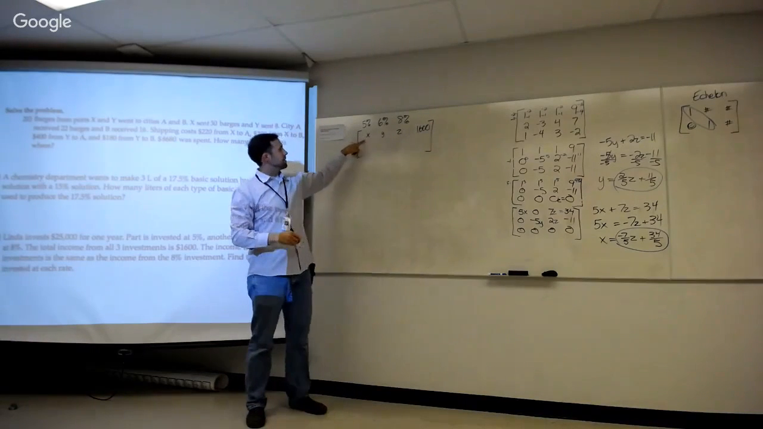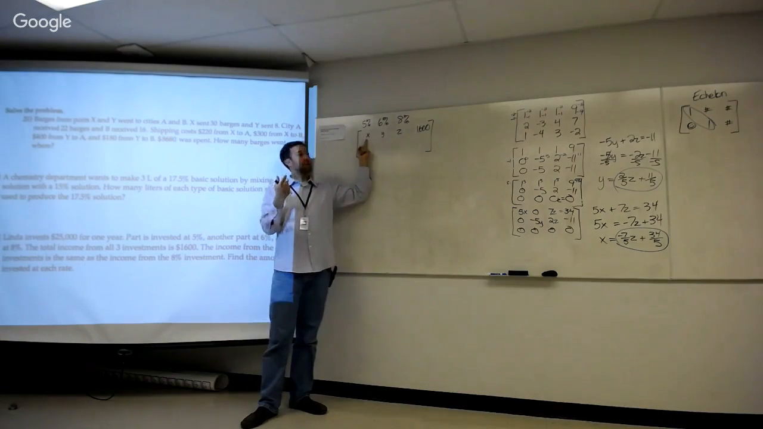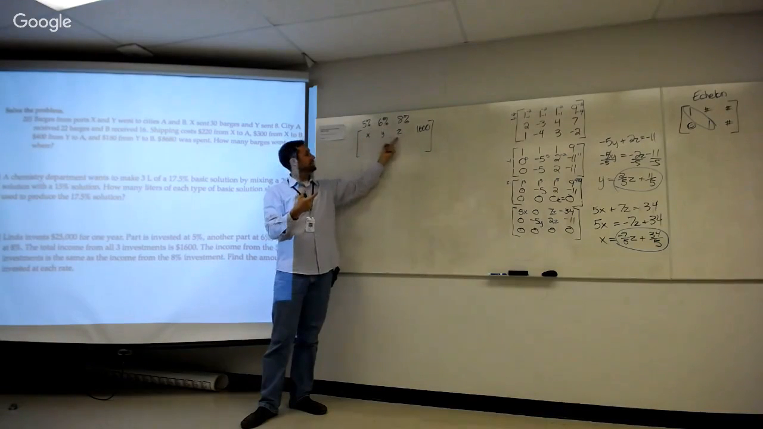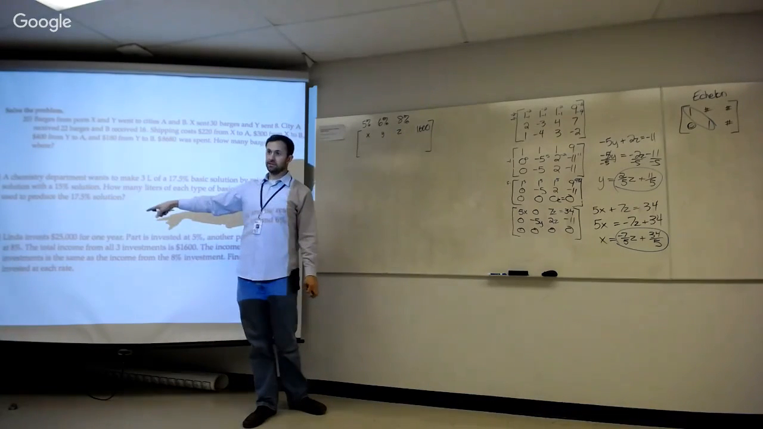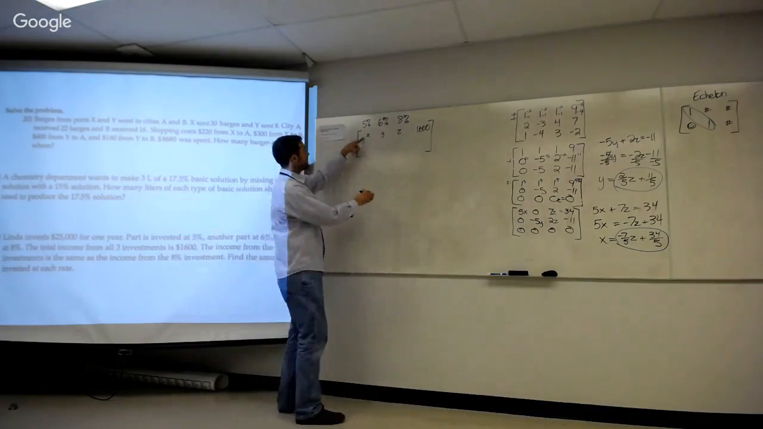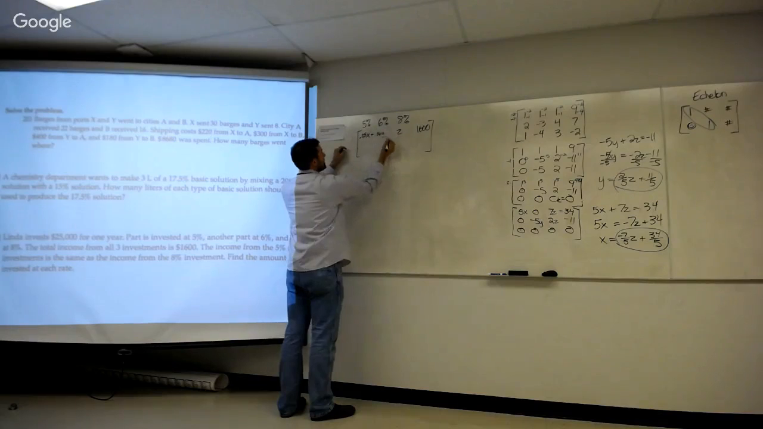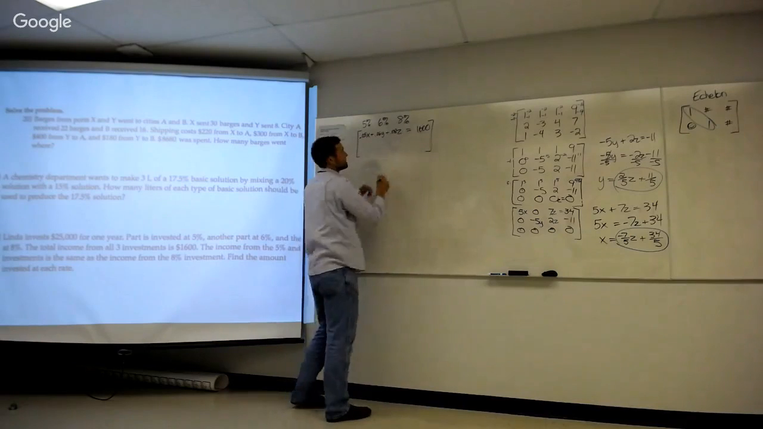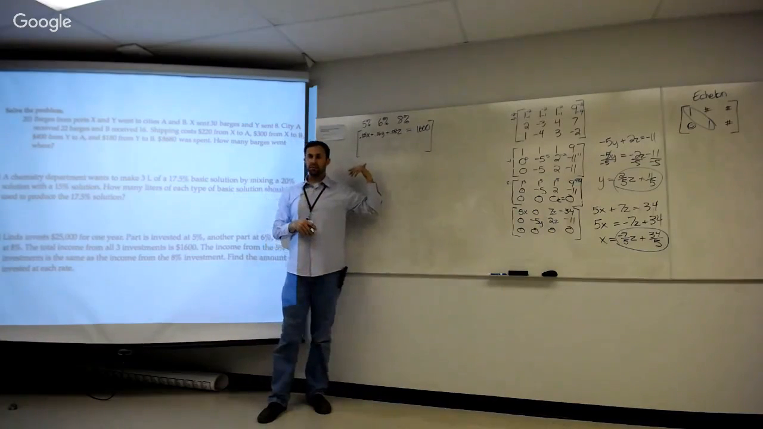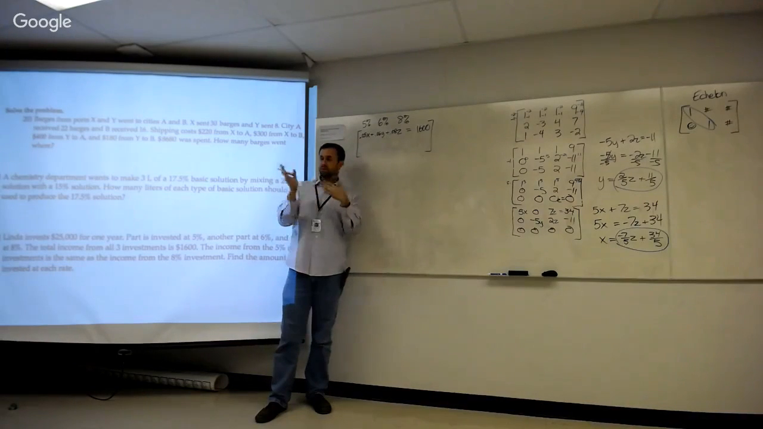But we can't just put X, Y, Z, because what do X, Y, and Z represent? X is the amount of money in the 5% account. Y is the amount of money in the 6% account. And Z is the amount of money in the 8% account. And X plus Y plus Z adds up to 25,000. That's how we're defining our variables. So what we have here is 0.05X plus 0.06Y plus 0.08Z equals 1,600. Now I realize I'm not really making a matrix right now. I'm making a system. We should write the system first before we just plug numbers into a matrix.